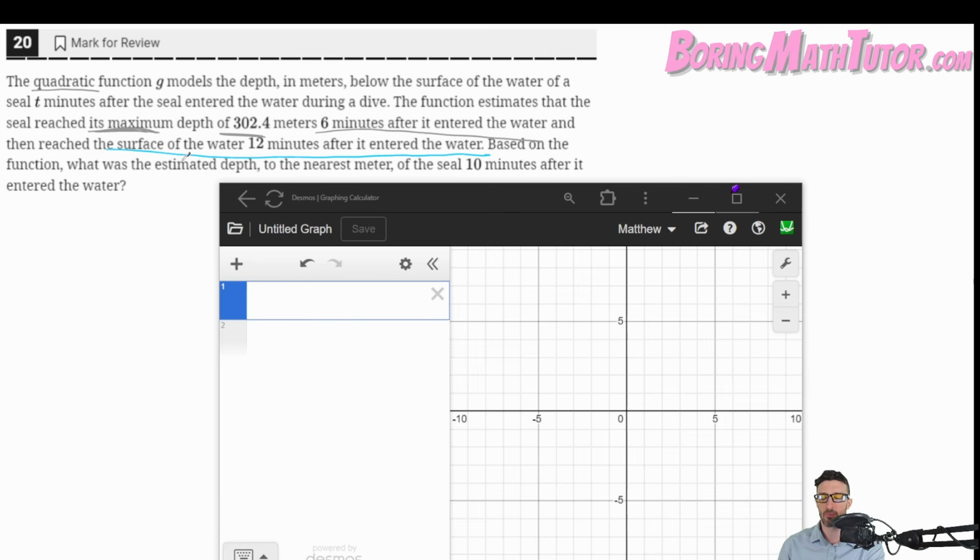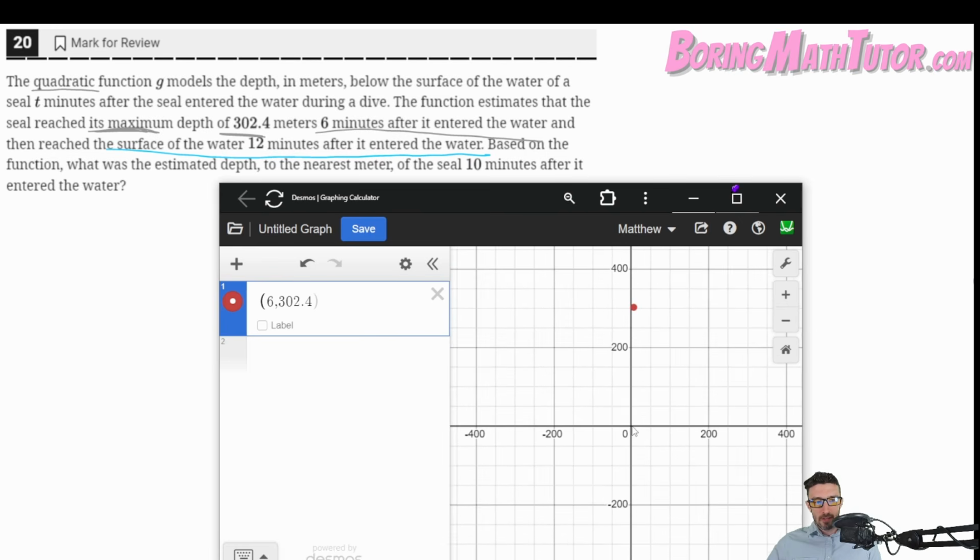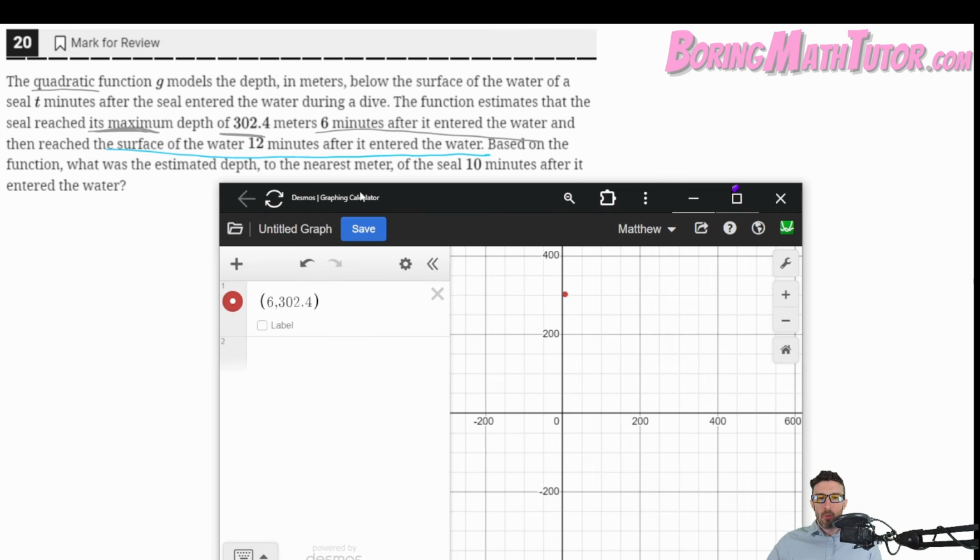Based on the function, what was the estimated depth to the nearest meter of the seal 10 minutes after it entered the water? Okay, so let's get started with our super tricks here. Let's put down 6,302.4, and let's look at where that is on the graph. Okay, it's up there, high in the sky, but we're really only dealing with up to 12 minutes.